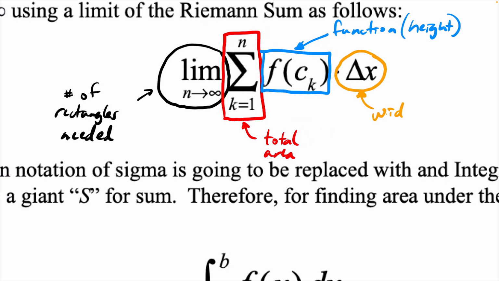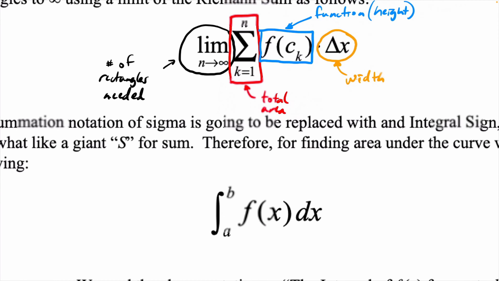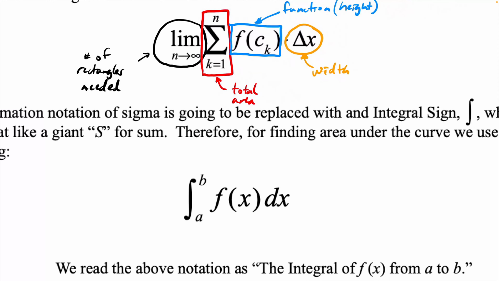So each of these has an important part in what we're doing. One tells me how many rectangles you're going to have. One tells me the area of the rectangles. You're going to add them all up. One tells me the height of the rectangles. One tells me the width of the rectangles. Okay? Now, when we do integrals, we don't have all those parts. We have these parts. It got broken down to these parts.